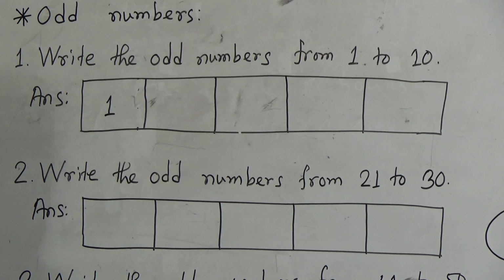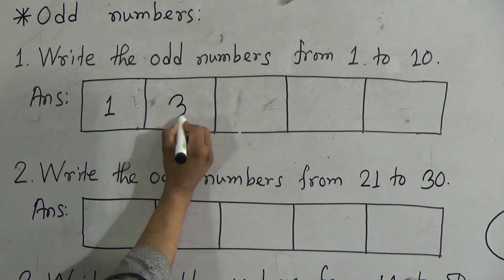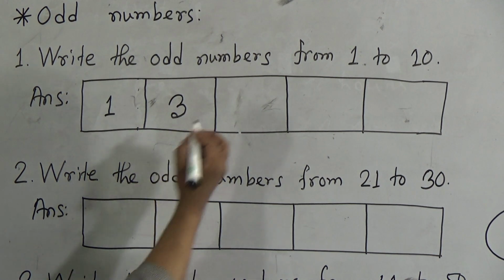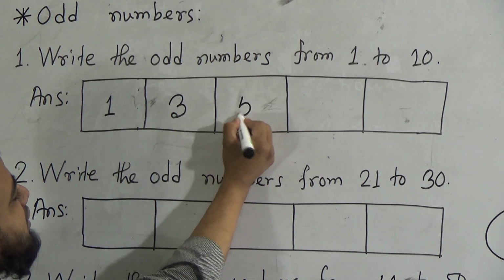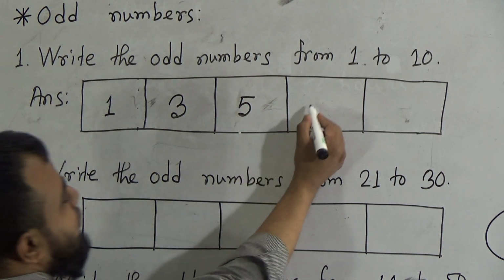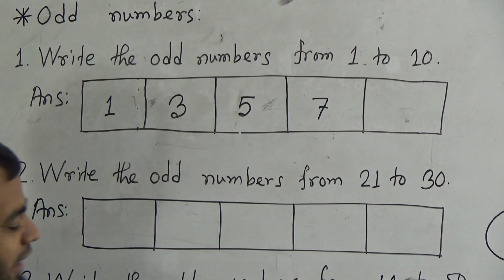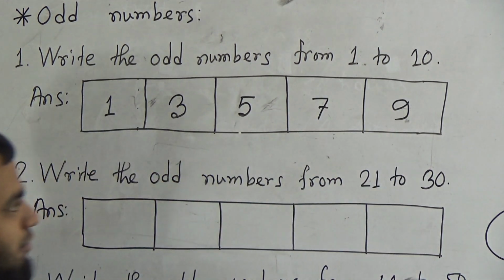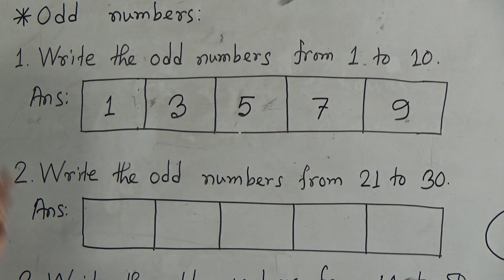Okay, but 3 can't make pairs. So 3 is an odd number. Then 4 is not an odd number. After that 5 is an odd number. We should write down 5 because 5 can't make a pair. The third number will be 5. Now the next number will be 7 because 7 can't make a pair. That is why 7 is an odd number. After that 8 is not an odd number. Okay, 9 is an odd number because 9 can't make a pair. That is why 9 is an odd number. I hope you have understood, my dear students. The first question is done.